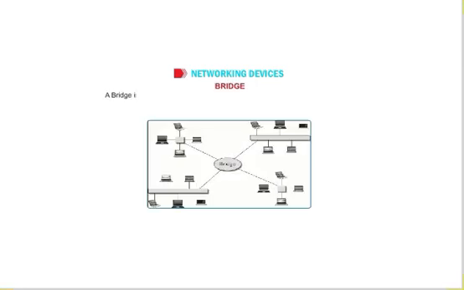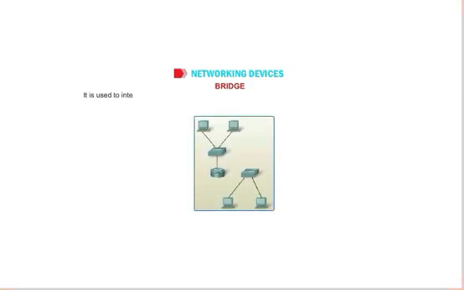Bridge. A bridge is a repeater with an add-on functionality of filtering content by reading the addresses of source and destination. It is used to interconnect two LANs working on the same protocol and provide communication between them. It also prevents unnecessary traffic from entering the network and reduces congestion.